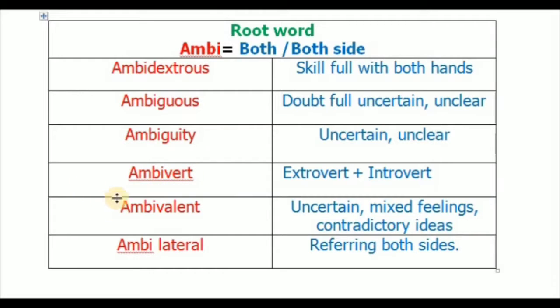Next word, ambivert. Ambi means both sides. Vert means turn. So the word ambivert means extrovert plus introvert. An extrovert expresses himself outwards. An introvert doesn't express himself. Example: Adarsh behaves like an ambivert when we ask for some help.